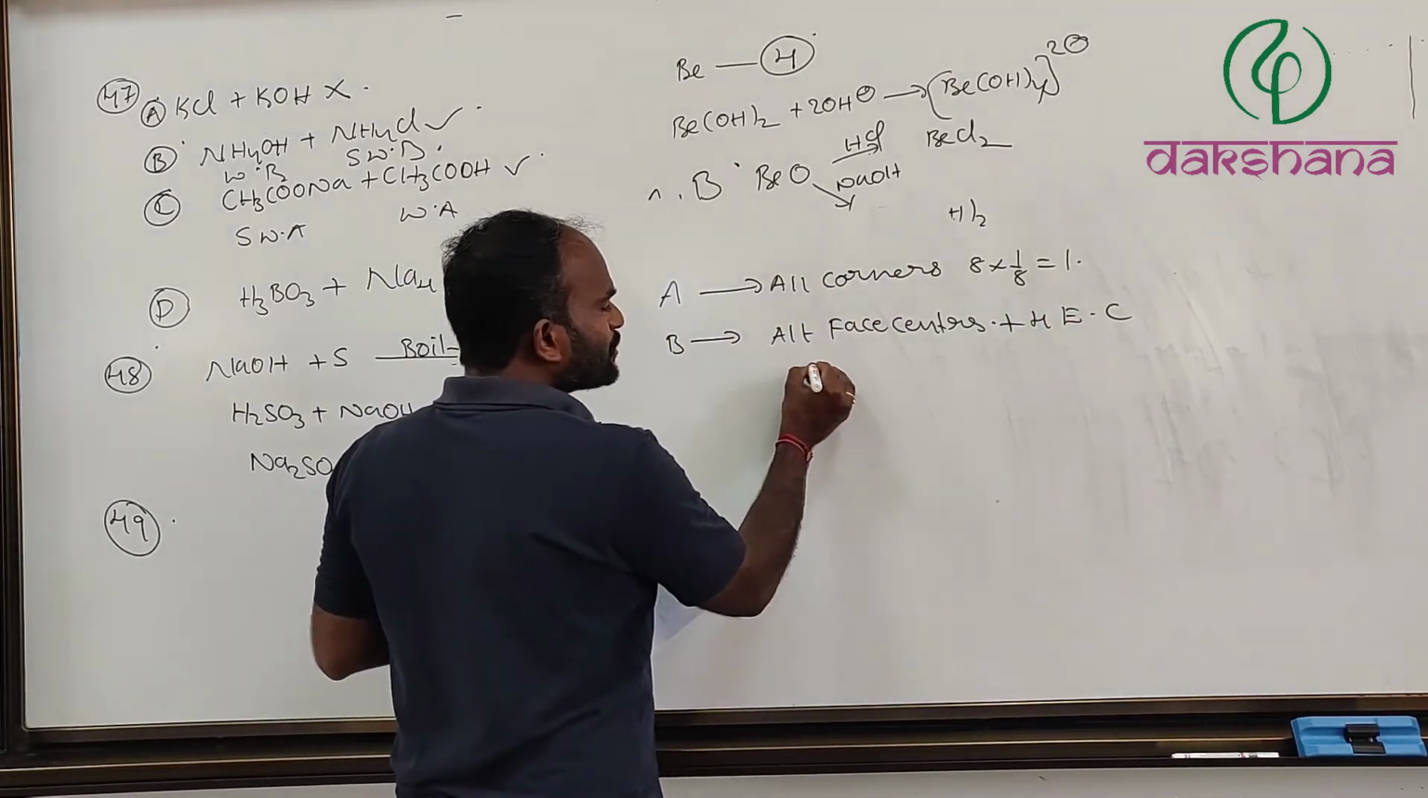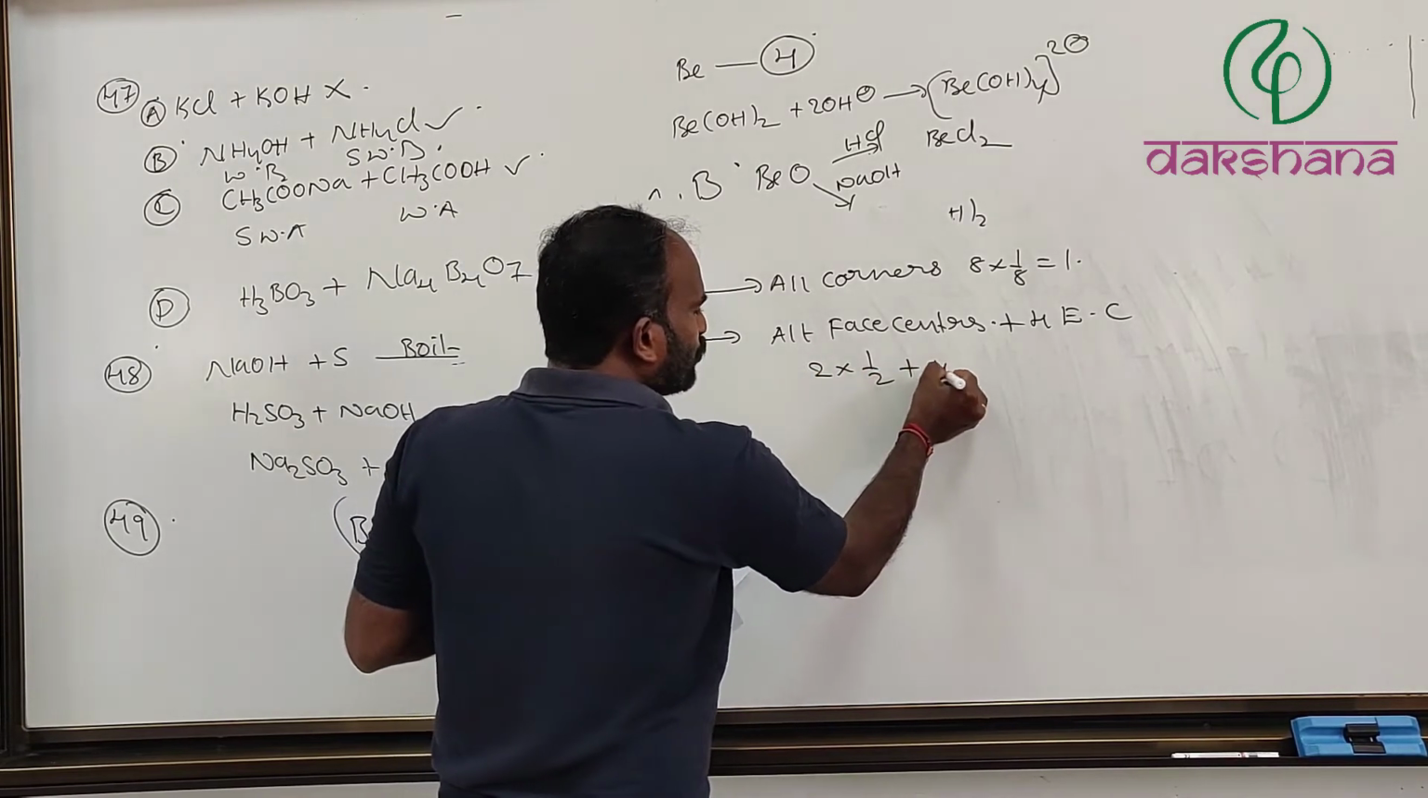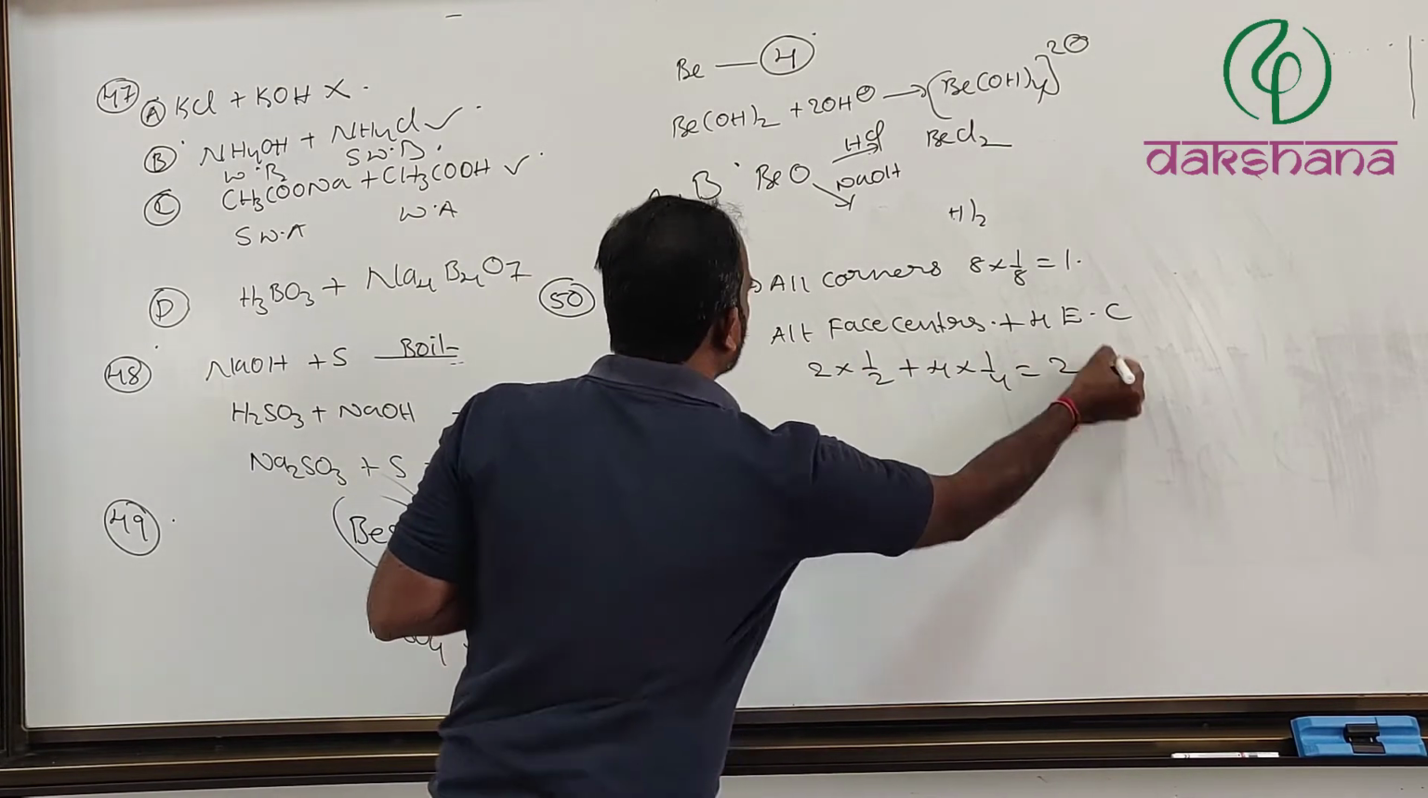So for the alternate phase centers, it is going to be 2 into 1 divided by 2, plus 4 into 1 divided by 4, that is equals to 2.